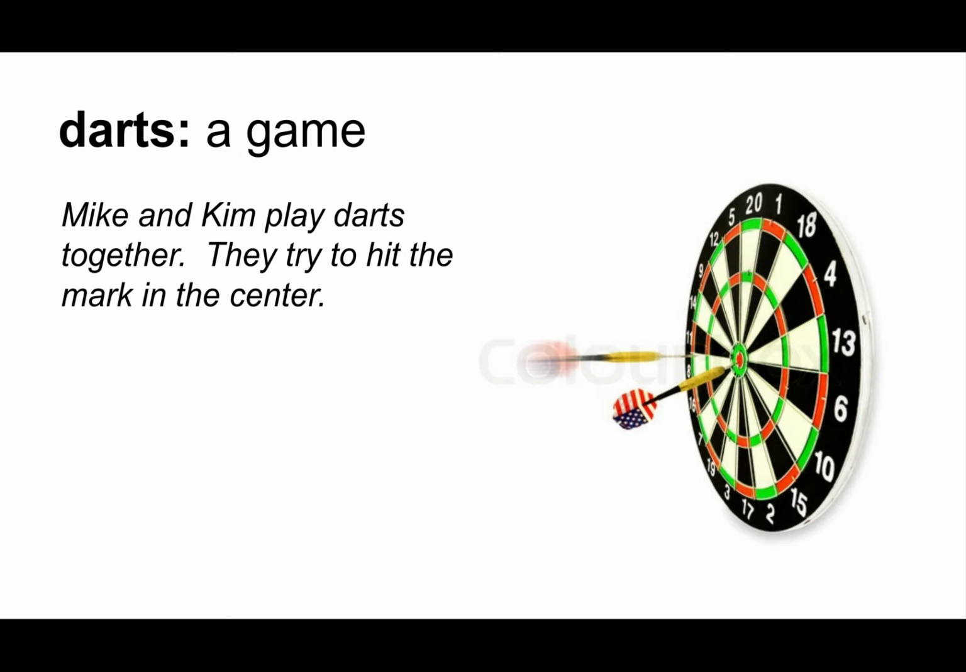I say, you say, darts. Darts is a game. As you can see in the picture, you throw the dart and try to hit the bullseye, or the little circle in the middle. Mike and Kim play darts together. They try to hit the mark in the center. So this is one of the things they do outside of school. They play games together like darts.